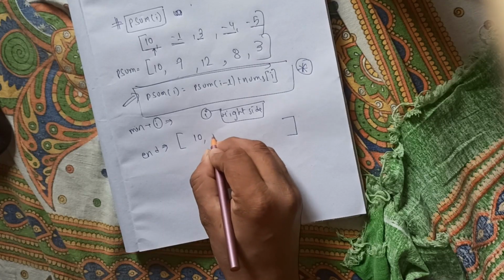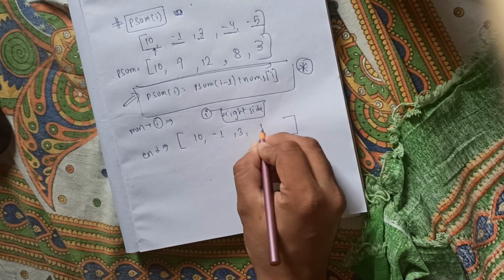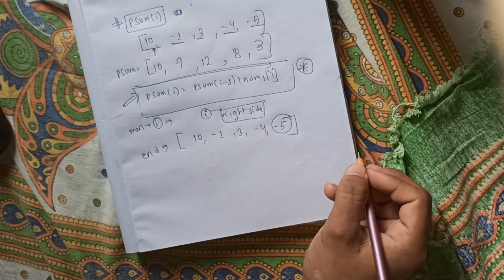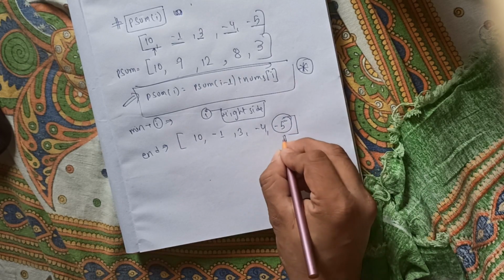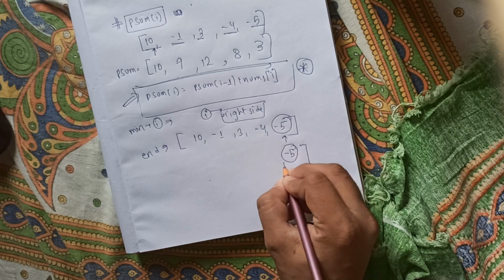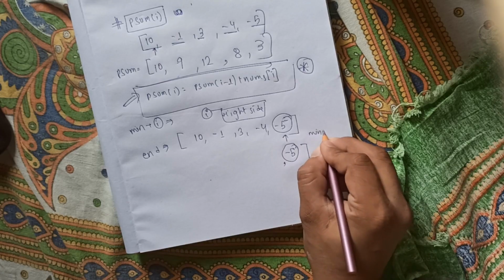The array is looking something like this at the beginning. You will start from the end and keep storing the minimum element which was found. So at this point the minimum is -5, and you will store it as mini. Mini is -5.